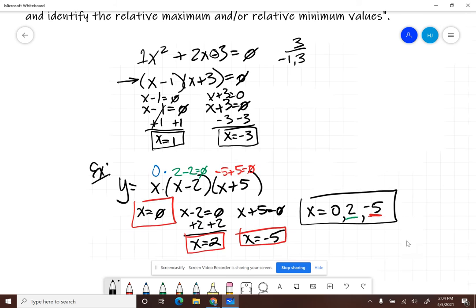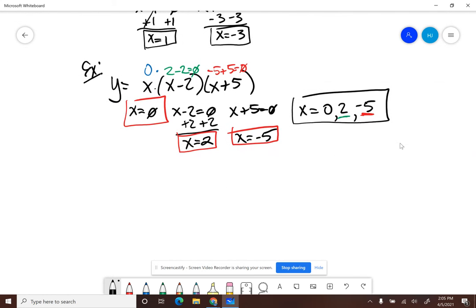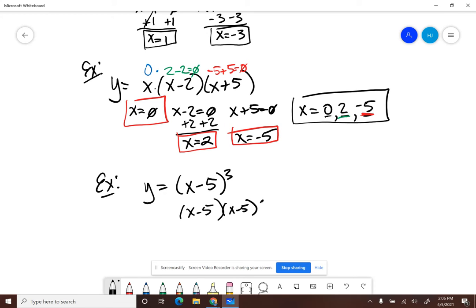Now, the next part is about this big word called multiplicities, okay? So you may be thinking, well, what in the world is a multiplicity? Well, again, notice that this number 0 just happened one time. This number 2 just happened one time, and the negative 5 just happened one time. But what if, just think for just a second, what if I had y equals x minus 5 to the third?